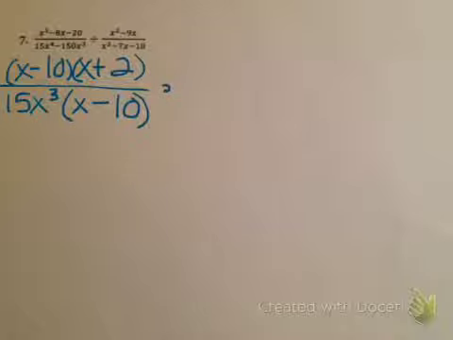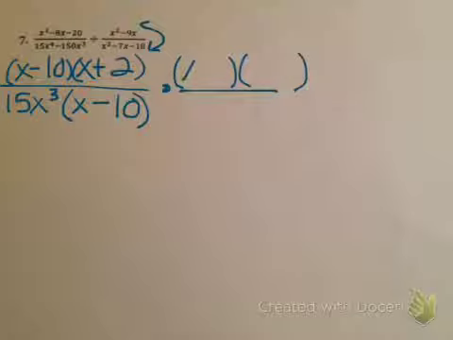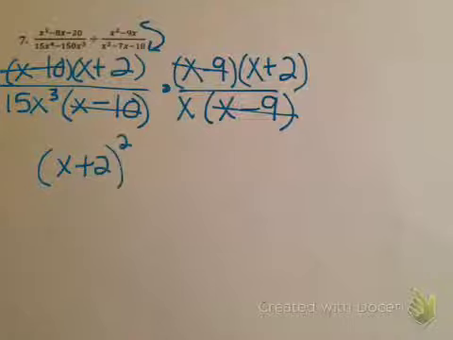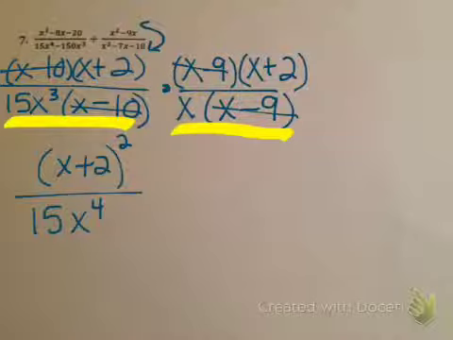So now I'm going to flip this when I factor, because I'm multiplying by the reciprocal. So now the numerator is actually going to become x and x, minus 9 and plus 2, and the denominator will be x times x minus 9. Factoring everything. Now what cancels, common factors, minus 10, minus 9, and I'm left with x plus 2 squared over 15x to the fourth.